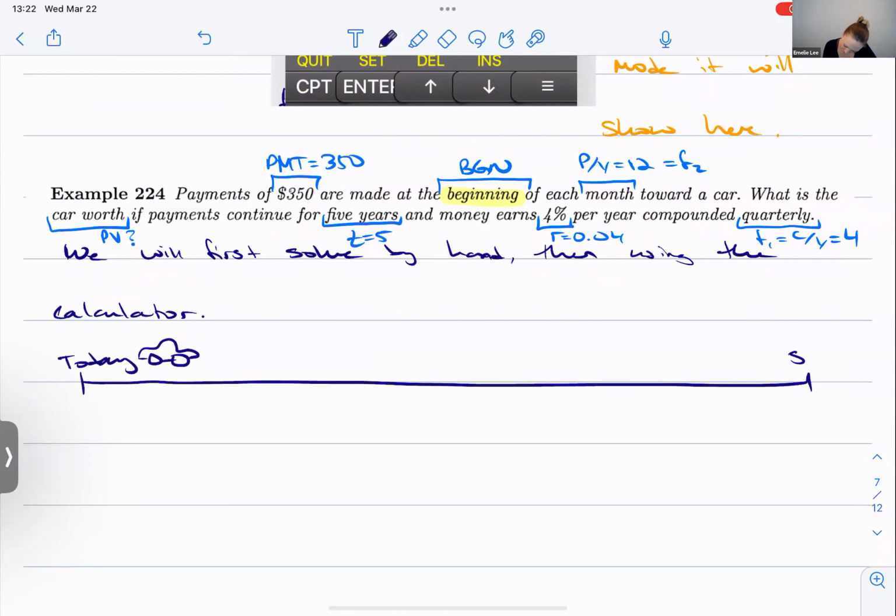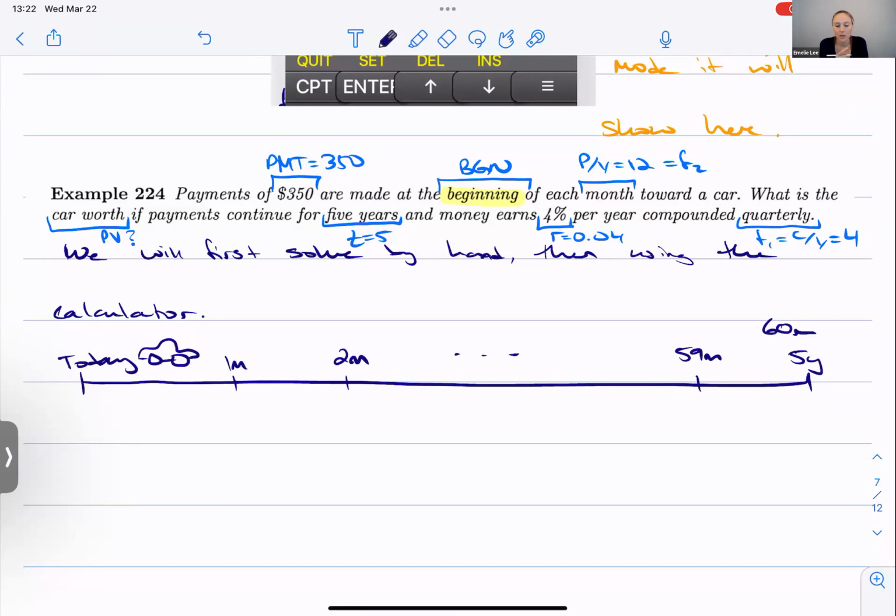And then 5 years from today. Payments are made at the beginning of each month. Okay, so here I am at 1 month, 2 months, ... 5 years has how many months? 60 months. So 59 months is when I make my last payment.